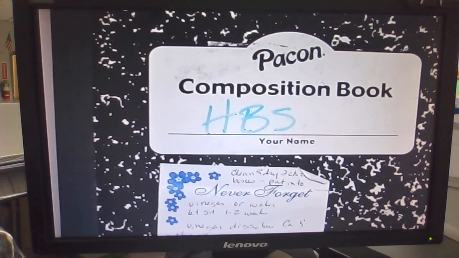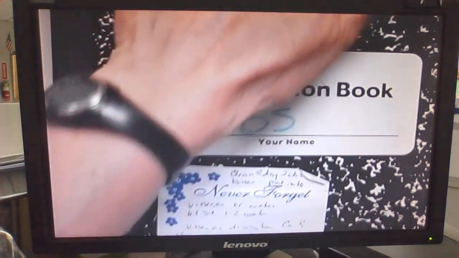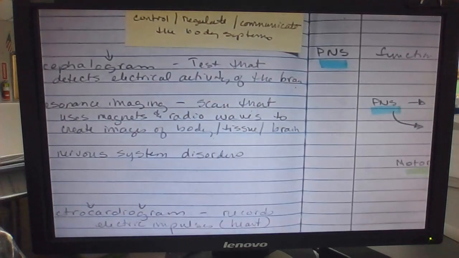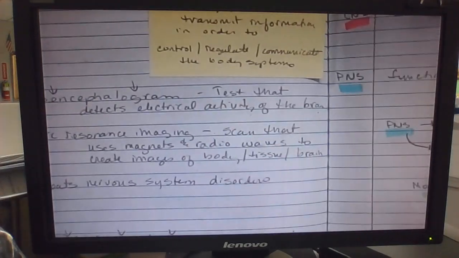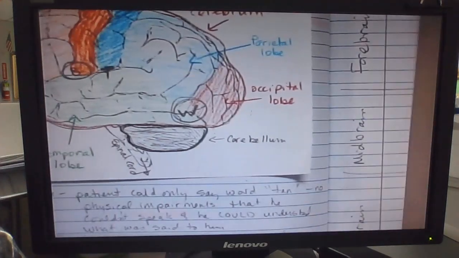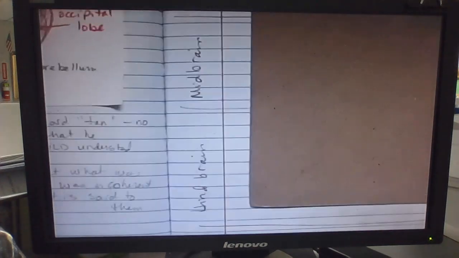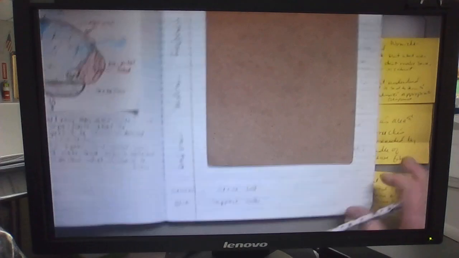All right, these notes go in your HBS comp book. These are continuing on with the nervous system. So we did some of the lobes, parts of the central and peripheral nervous system in terms before. Now we're going to take a look at the regions and look at the functions of those regions. So I am on this page right here.